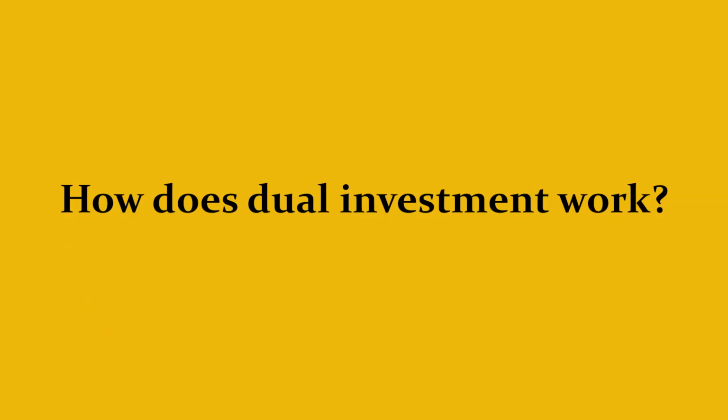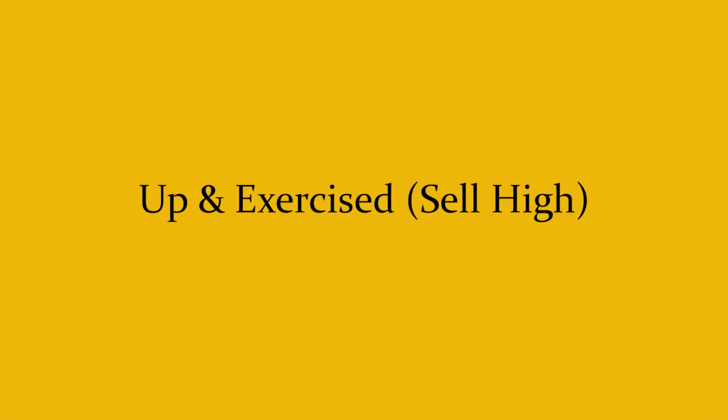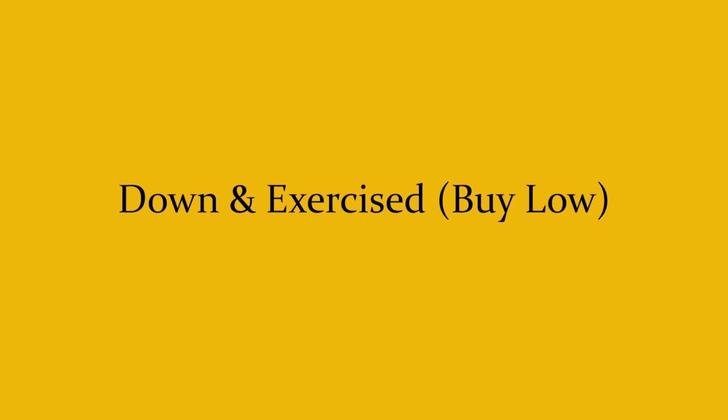Now, let's talk about how dual investment works. It's made up of two investments: the up and exercised, which was recently changed to sell high, and the down and exercised, which was recently changed to buy low. Essentially, it allows you to buy low or sell high at a desired price on a desired date and then receive high interest yields. With the up and exercised investment, you get the chance to sell high at a target price by the settlement date.